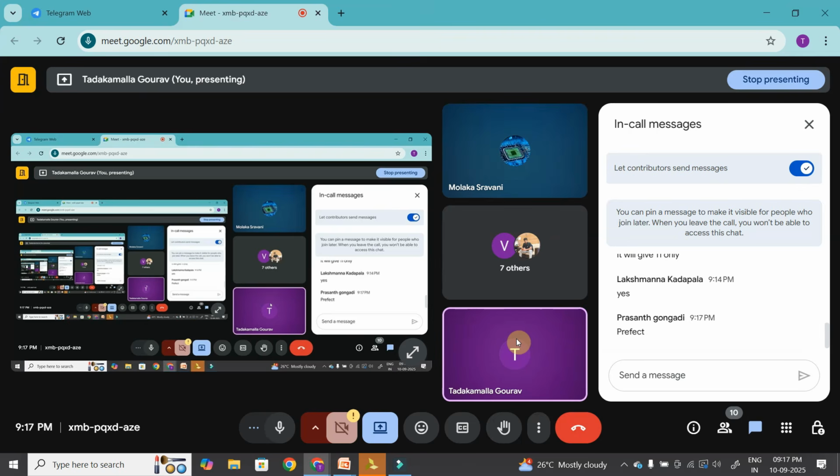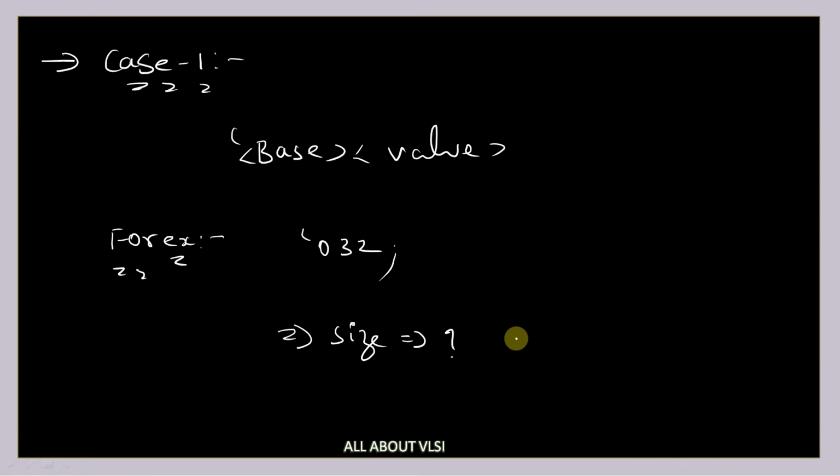Exactly. If you are not mentioning the size, the default size will be 32 bits. You should be careful, because if you don't know the size of the number and you leave it empty, you are not going to get any compilation error, but it is going to provide a size of 32 bits. So it is better to provide the size. If you're not providing the size, it will consider it as 32 bits. Okay, this is case 1. Now let's take case 2.